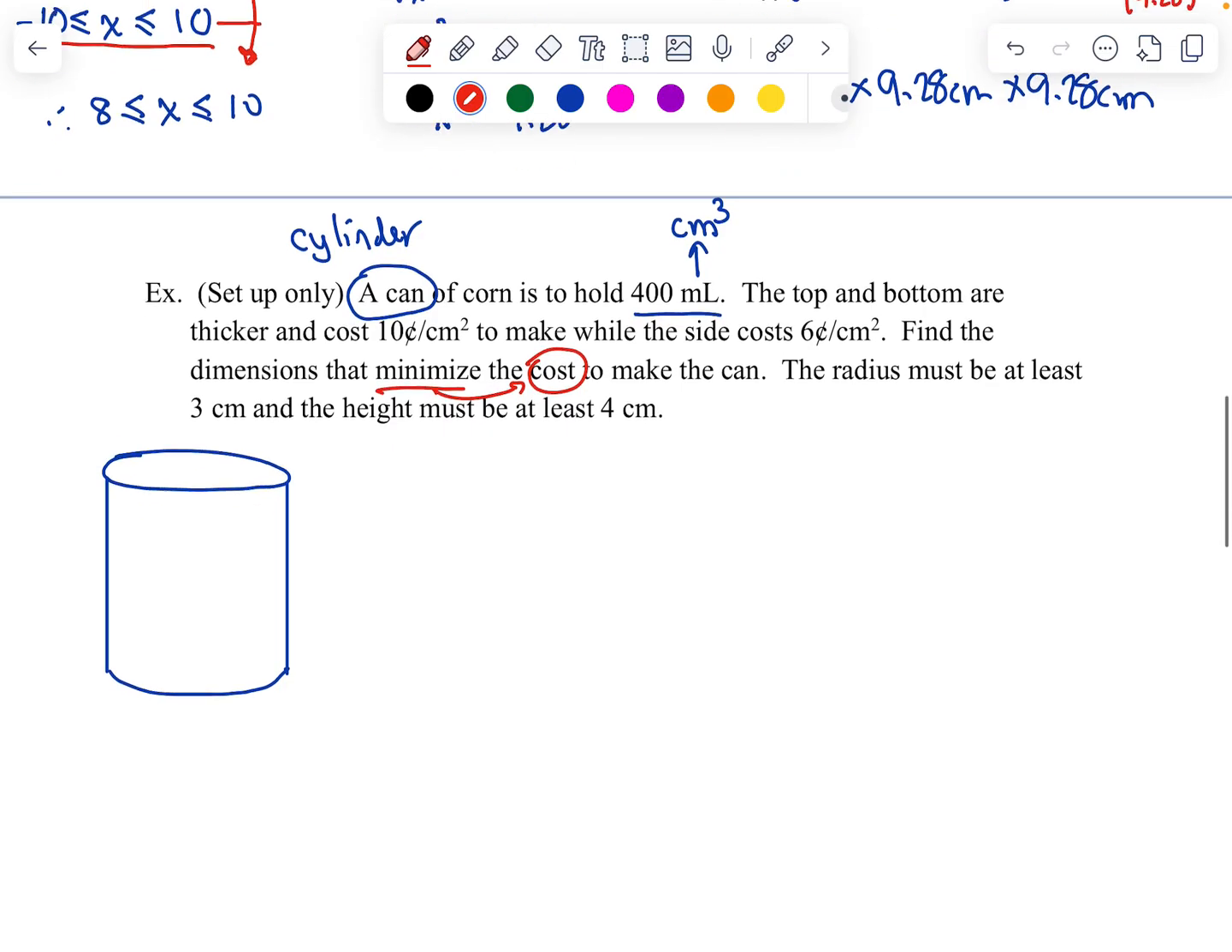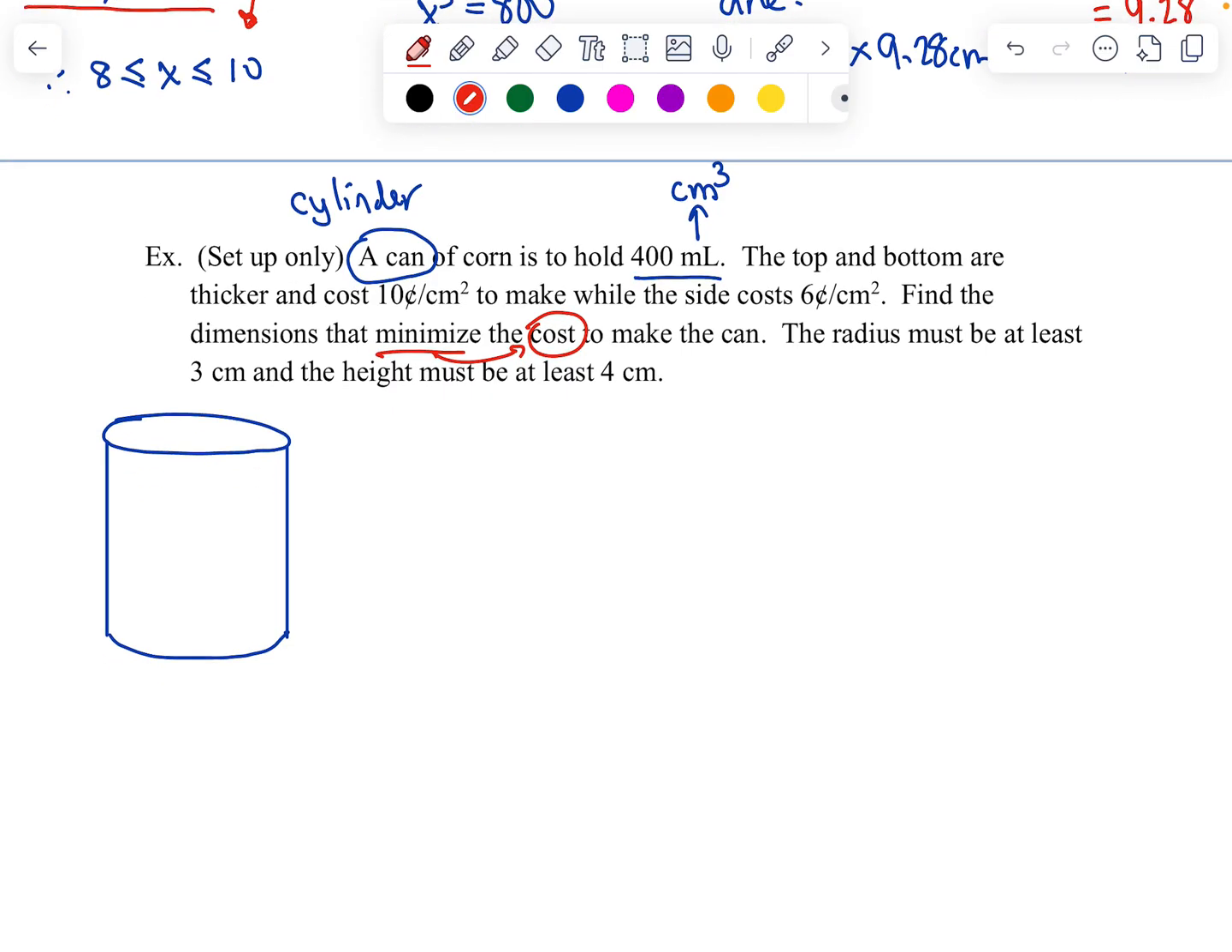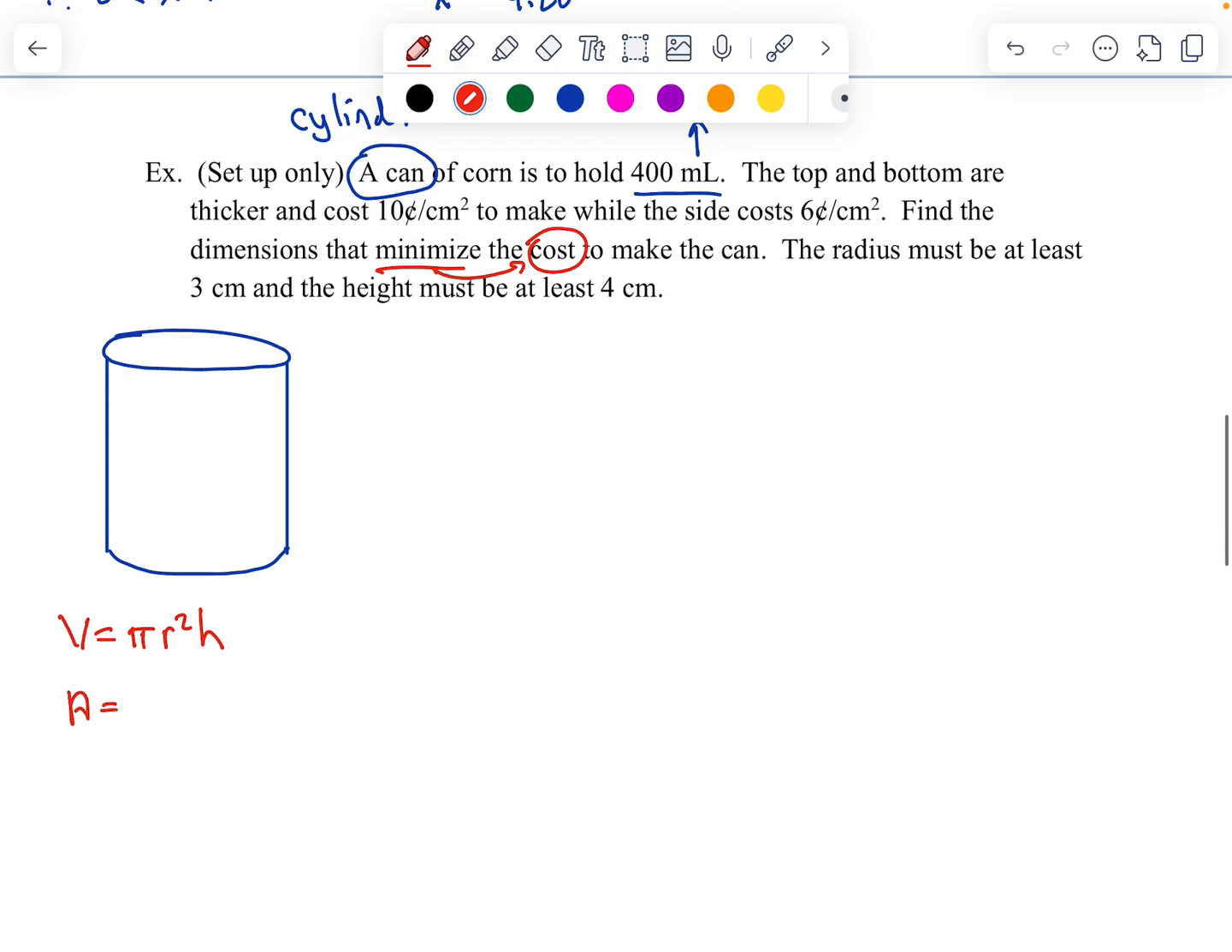Maybe a quick reminder of some formulas that we have for this. Remember that our volume for a cylinder is the area of the bottom, which is a circle, so pi r squared times the height. For the surface area of this shape, we have a top and a bottom that are a circle. So we have pi r squared is a circle, and I have 2 of them.